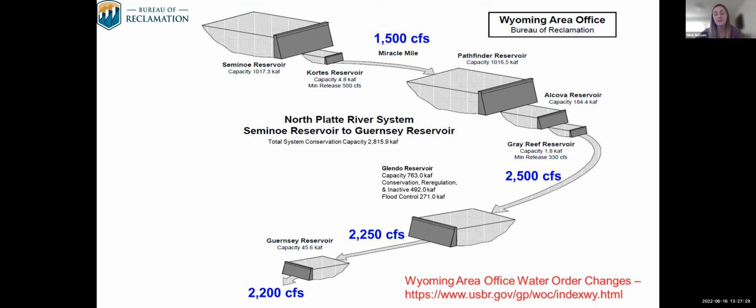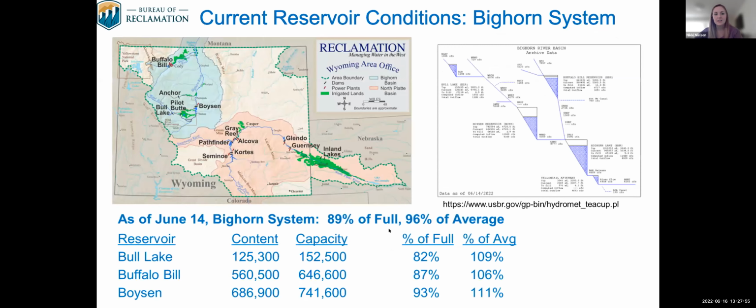Seminole is expected to peak at 1,500, and it's actually going to be shut off pretty soon at the end of June, and it will go back down to the required minimum of 530 CFS. Gray Reef is expected to peak around 3,000 CFS at the end of this month. And then releases from Guernsey are expected to peak at about 4,600 CFS, and those are all fairly typical for this system.